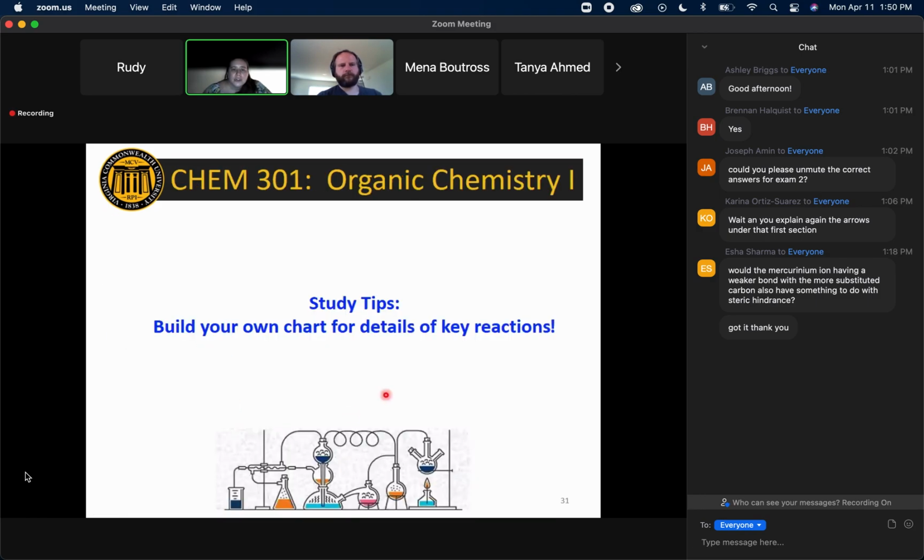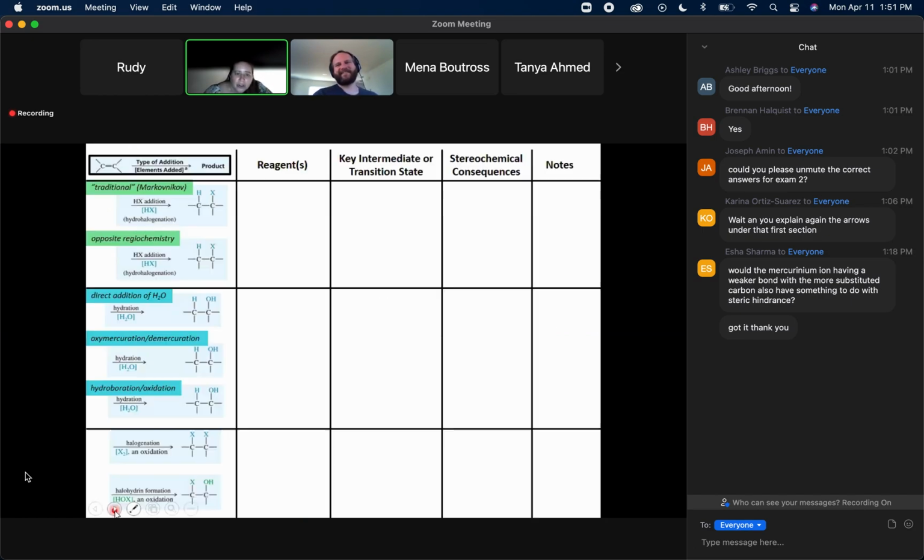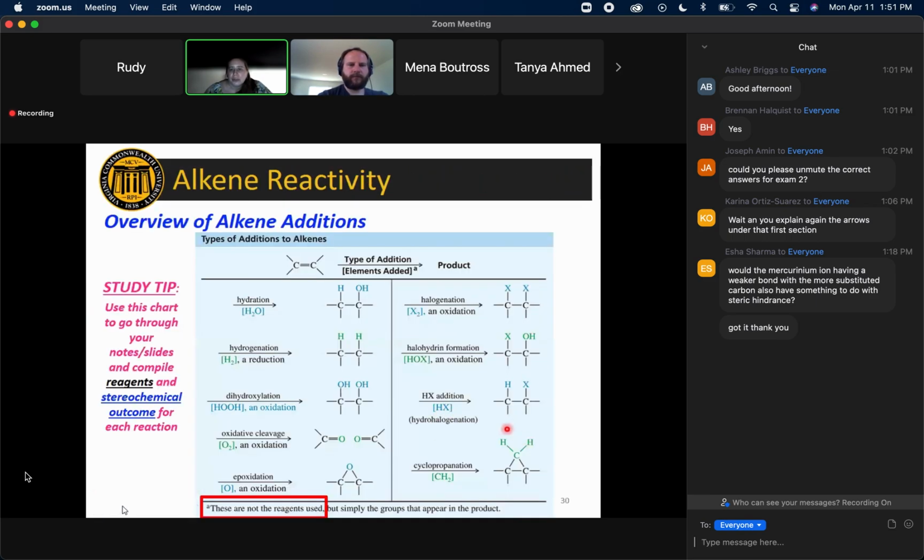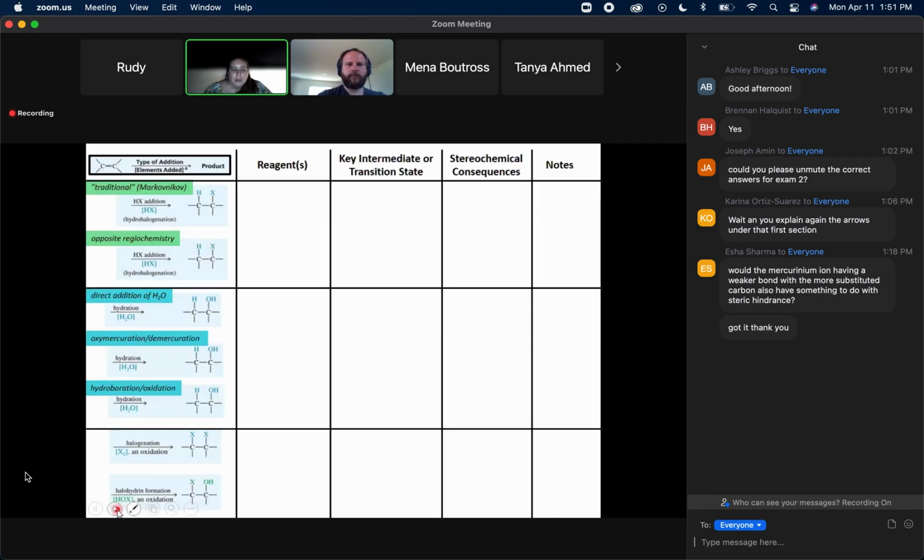And I think this is so useful that I want each of you to build your own chart for the details of these key reactions, and you will have an opportunity to turn in your chart for extra credit. I made you a scaffold for your chart, where I took the chart from the book, and sometimes, like in HX addition, you know two ways to do this, even though your book's chart only shows one version overall. You know two different ways to do it that have different outcomes, different reagents, and different intermediates and transition states. So I'm going to release this chart for you in Canvas.